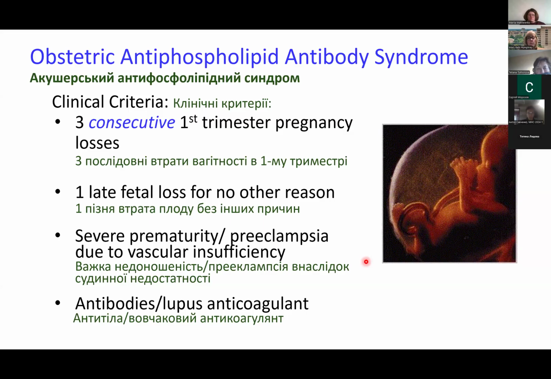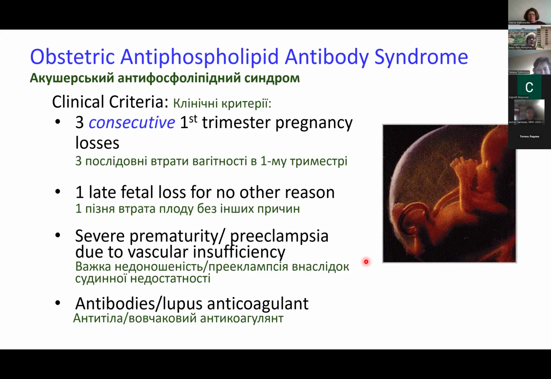The severe prematurity and preeclampsia due to vascular insufficiency of the placenta. And again, this is before 34 weeks. And then antibodies, especially the lupus anticoagulant, has the highest risk for fetal loss.